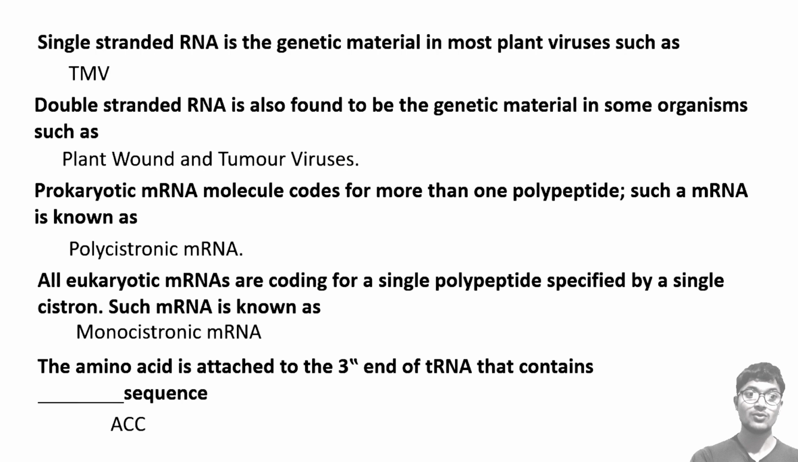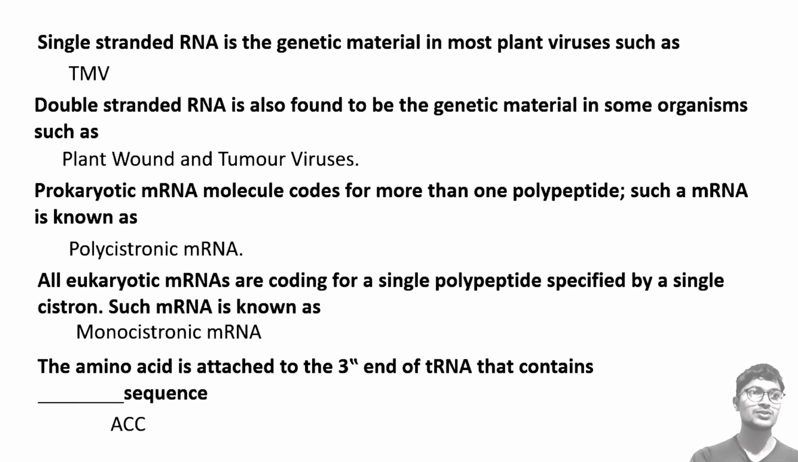So repeat all these questions again, very frequently. Answer is single stranded RNA is the genetic material in most plant viruses such as TMV, tobacco mosaic virus. Next question. Double stranded RNA is also found to be the genetic material in some organisms such as? Answer is plant wound and tumor viruses. Clear? Next question is that a prokaryotic mRNA molecule codes for more than one polypeptide. Such an mRNA is known as? Answer is polycistronic mRNA.